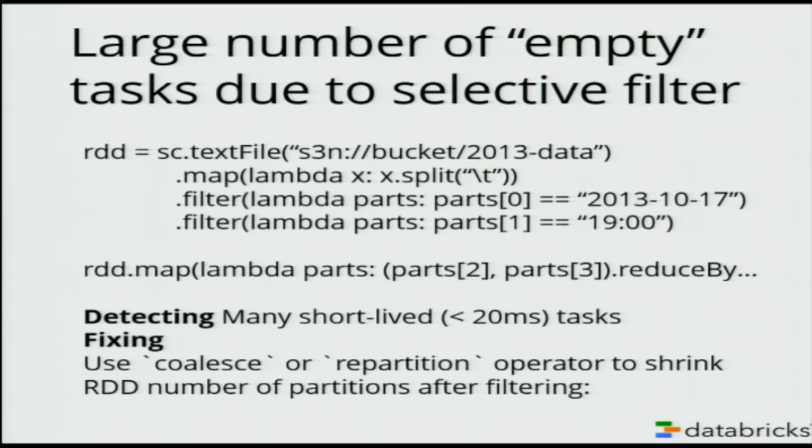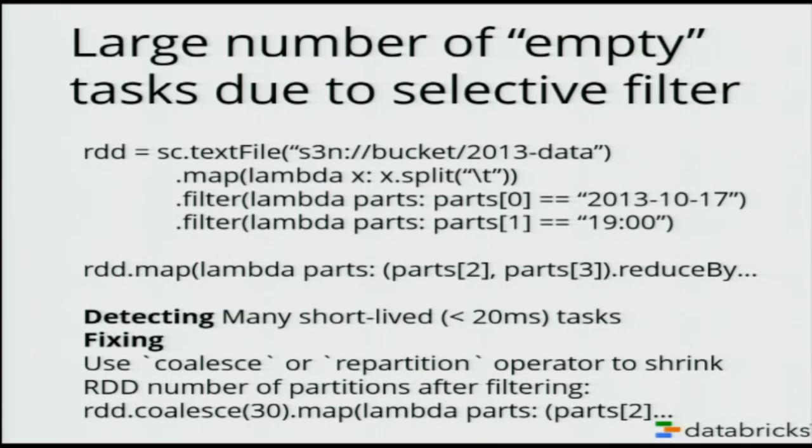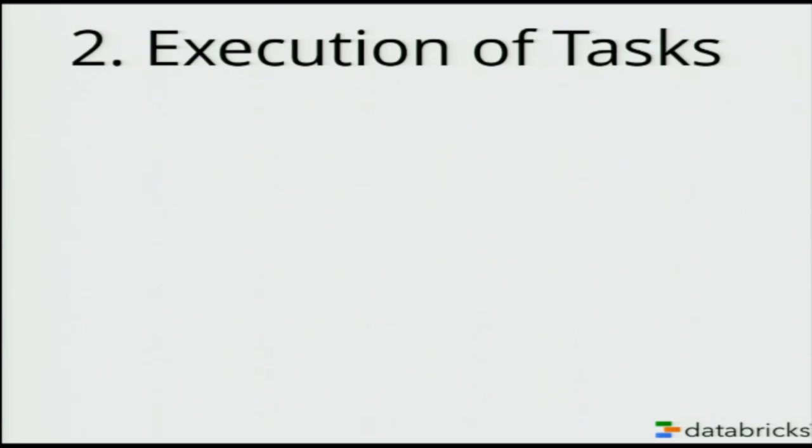You can fix this by explicitly coalescing your data set. There are operators we've added called coalesce and another one called repartition. I know this is down low and kind of hard to see, but all this does here is it calls that operator before it continues to process the RDD. This reduces the number of partitions, so that's basically a direct way to fix this.